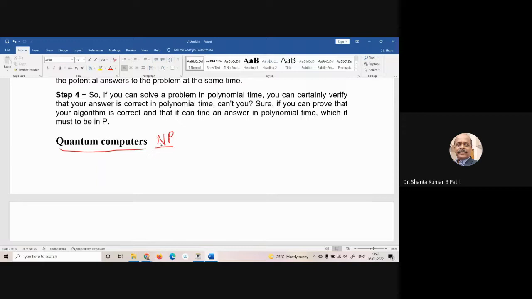Quantum computers are nowadays the hot topic. What is this quantum computer? Quantum computer, by name itself, consists of the molecules, the atoms, the neutrons, the protons, the electrons. This is what you can call the quantum computer.